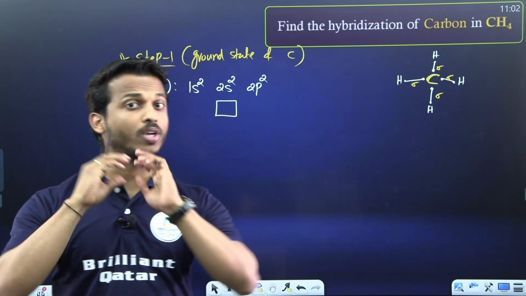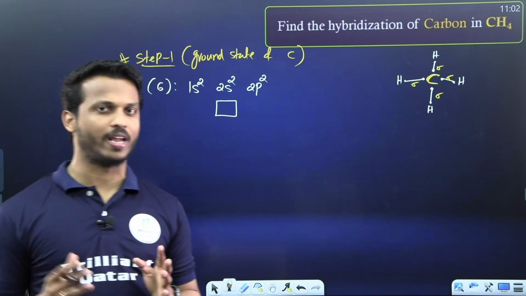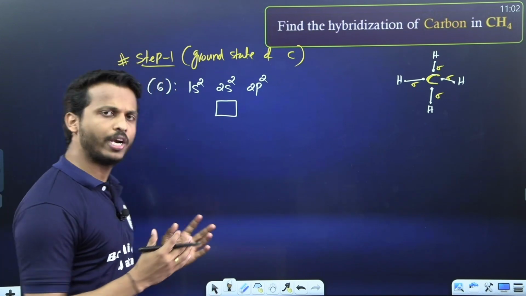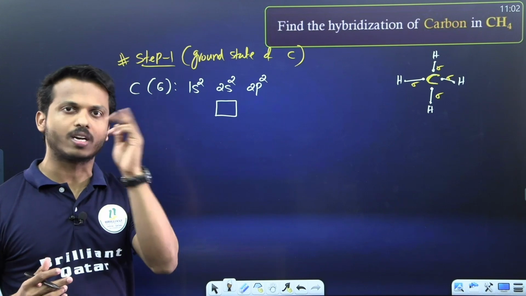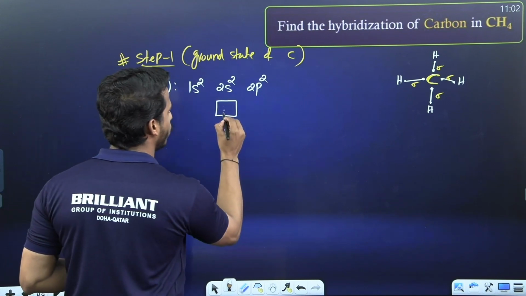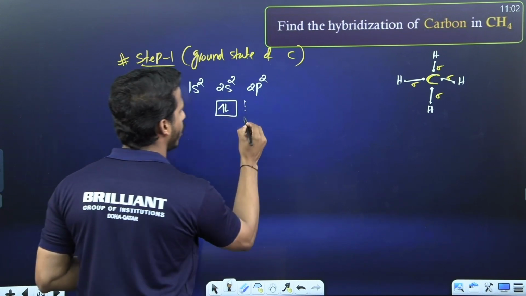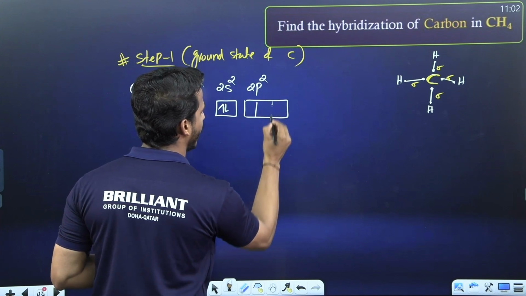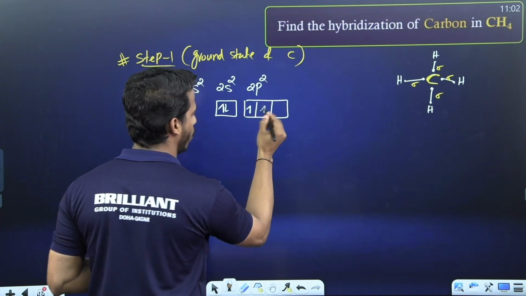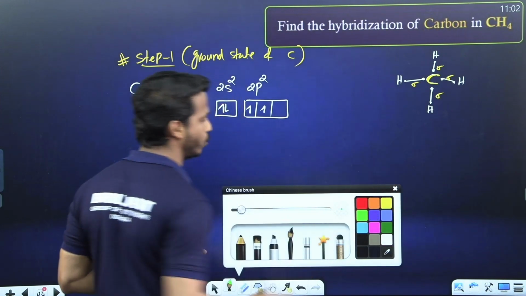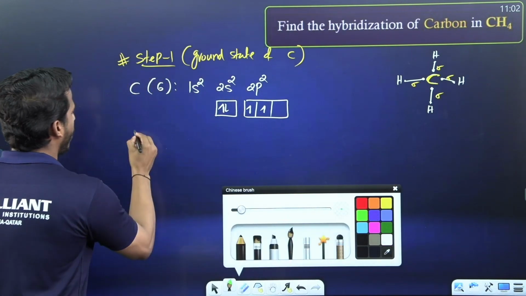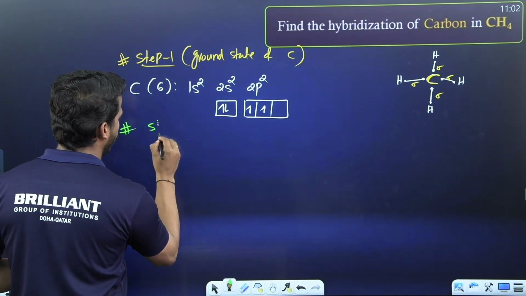because only the outermost electrons take part in bonding and all. So, all orbitals need not be expressed, only the last 2 orbitals. What is 2s2? The 2s orbital contains 2 electrons. What is 2p? We have 3 p orbitals in which 2 electrons means 1, 2. Okay, this is the ground state diagram of carbon. Now we are going for step 2.